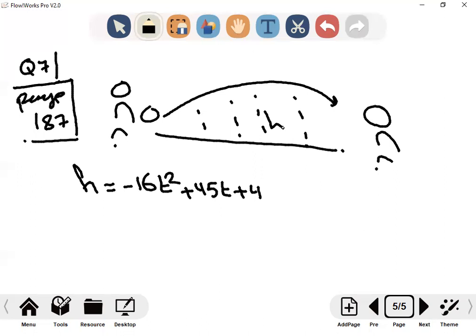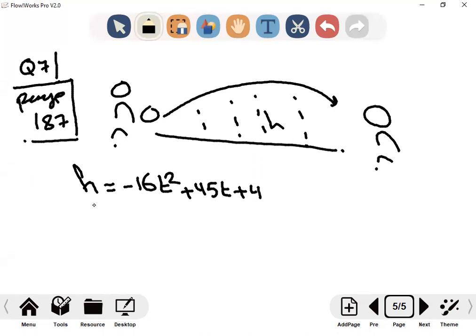0. So again, we need to find how many seconds this ball will be in the air before touching the ground. Got it? So I'll replace h by what? By 0, right? Why? Ball on the ground, height 0. So I'll replace h by 0. I will have a quadratic equation, delta and quadratic formula. Let's find t.